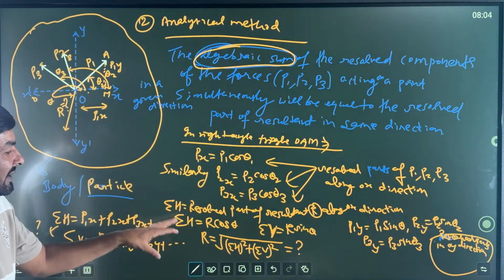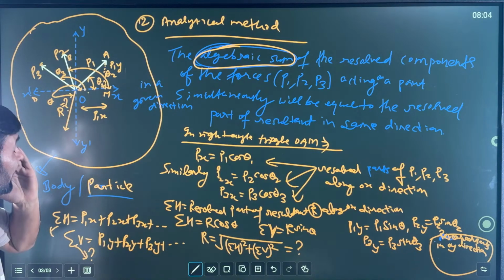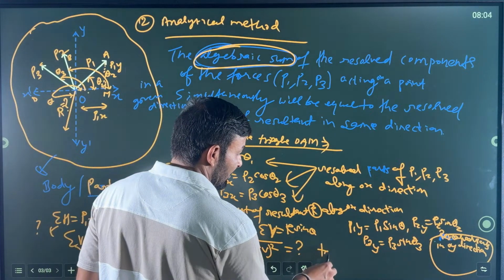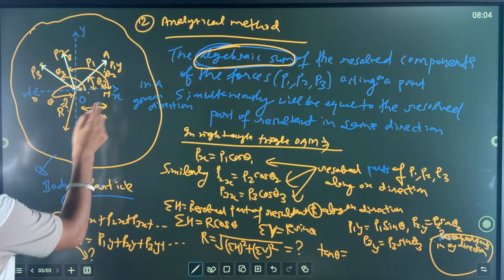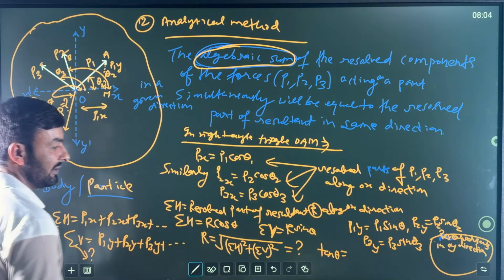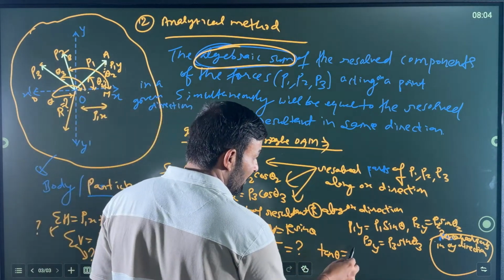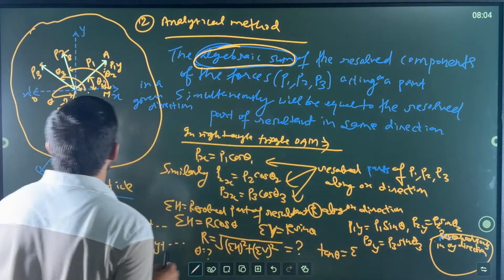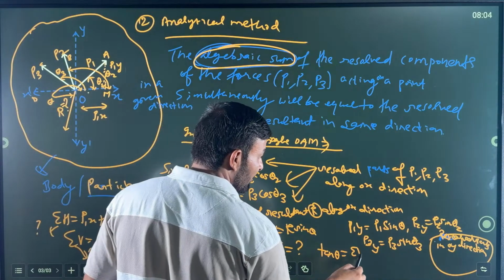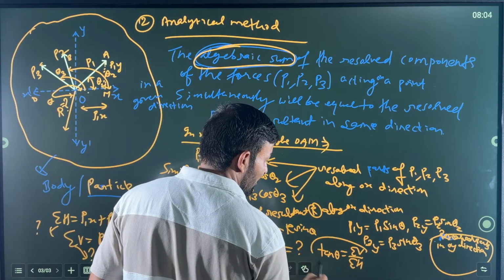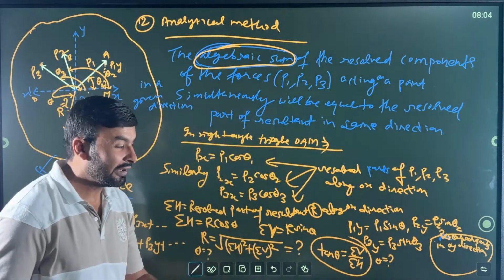The resultant value has come, and then you need to find its angle, how much it is making, tan theta. So what will be the angle of inclination of the resultant? That is theta with respect to x. So you need to find out the theta value. Be careful. Theta will be equal to tan inverse of perpendicular by base, that is summation of v upon summation of h. Here you will get the theta value.